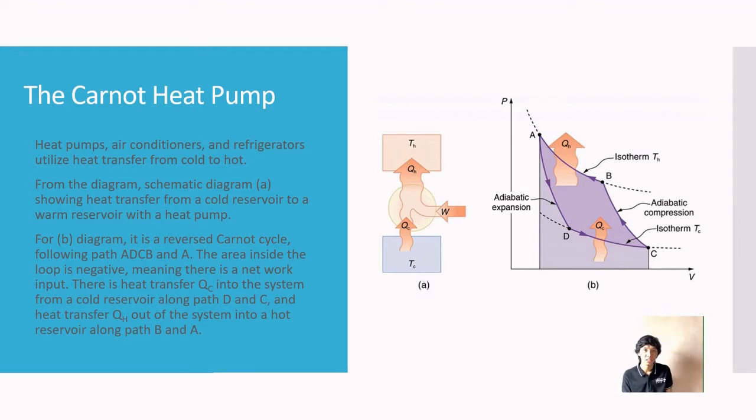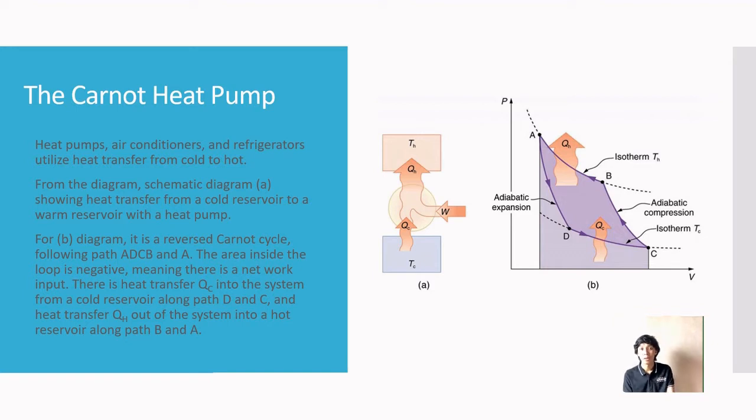There is heat transfer QC into the system from a cold reservoir along path D and C, and heat transfer QH out of the system into a hot reservoir along path B and A. The great advantage of using a heat pump to keep a home warm rather than just burning fuel is that a heat pump supplies QH equal to QC plus W. Heat transfer is from the outside air, even at a temperature below freezing, to the indoor space.